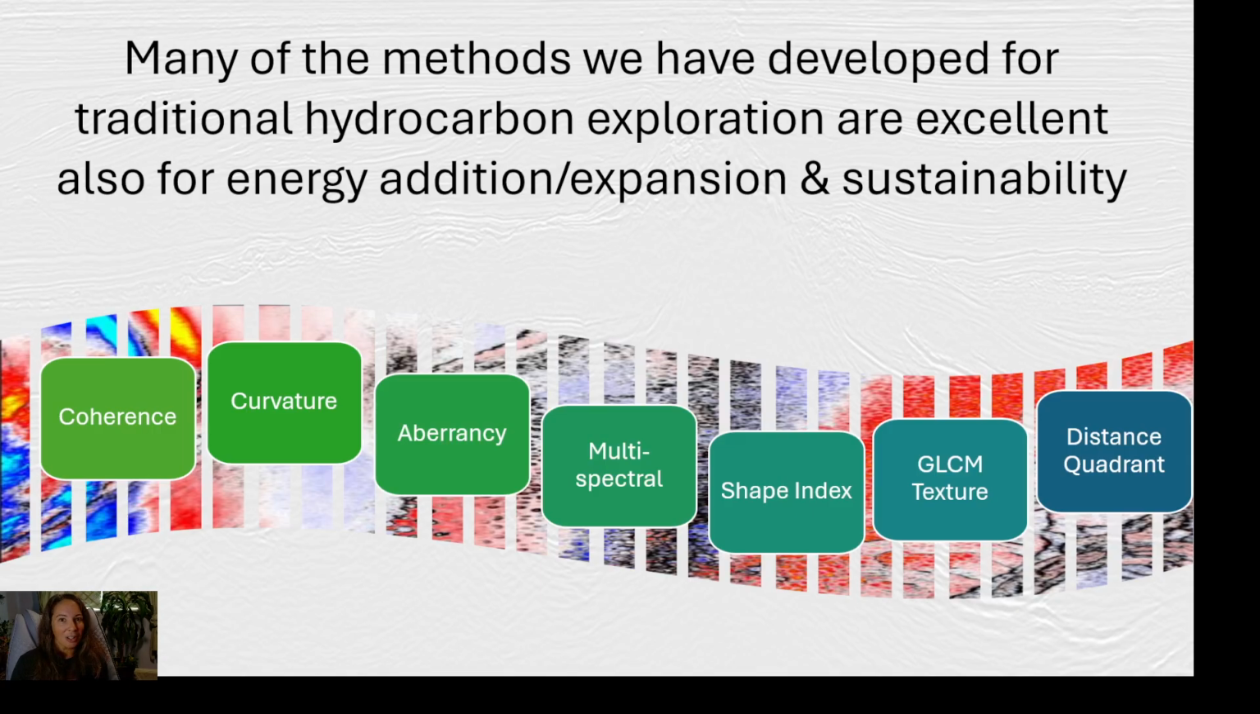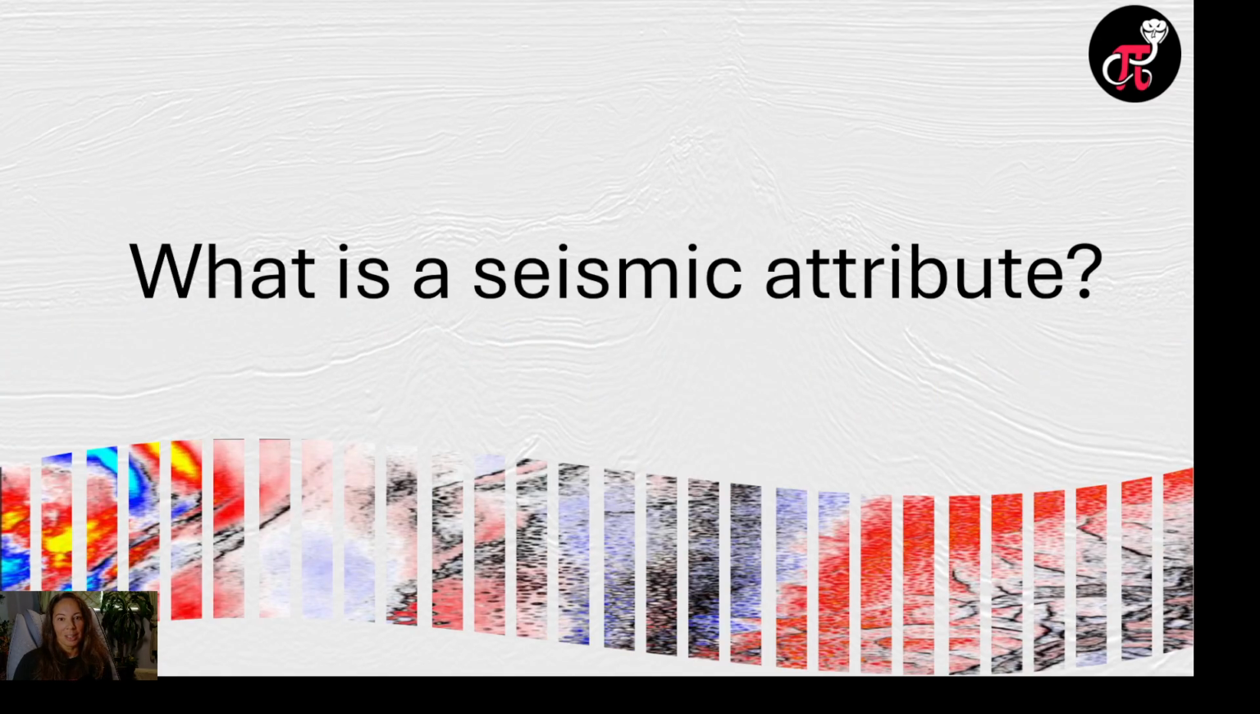And so I'm going to start off by talking through some of those, from coherence and curvature, some of the old goodies that are great for edge detection, to aberrancy, multispectral attributes. I'm going to talk about the shape index, GLCM texture, and a newer old attribute called distance quadrant. So first, let's get going with what is a seismic attribute.